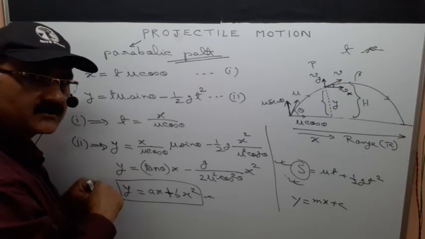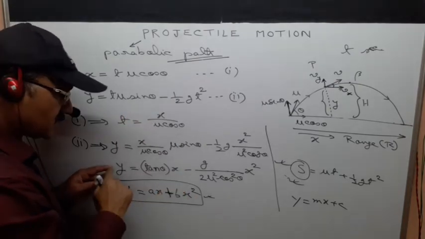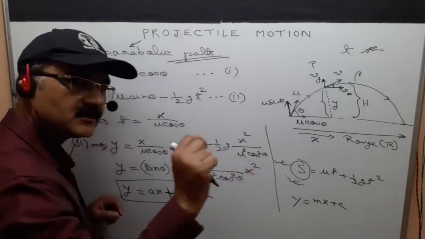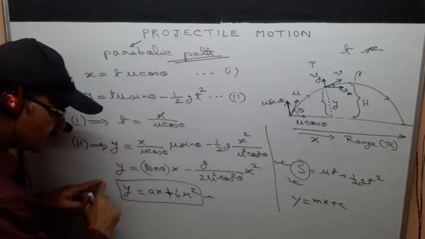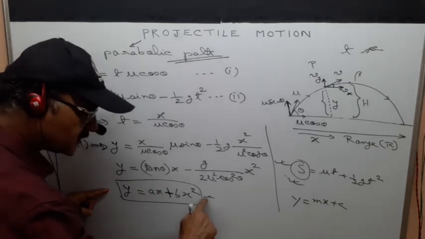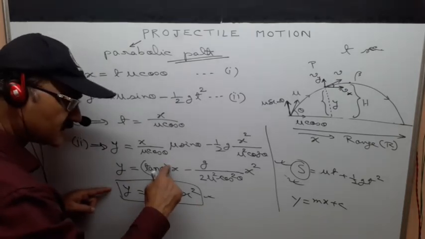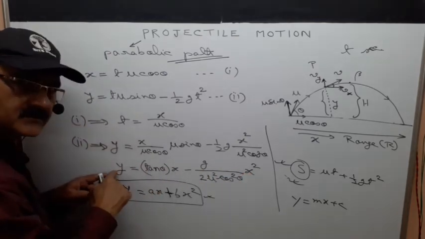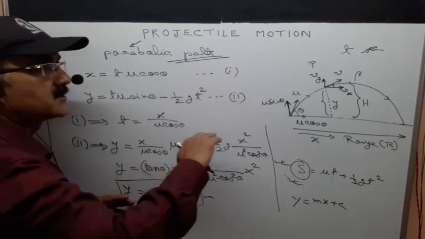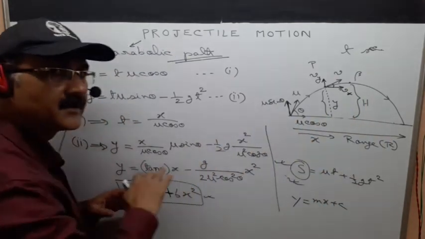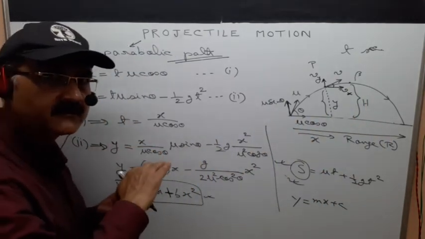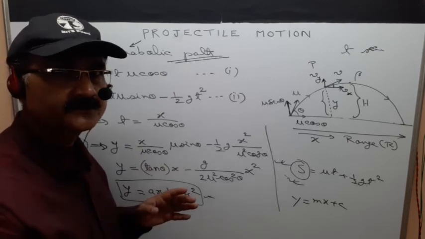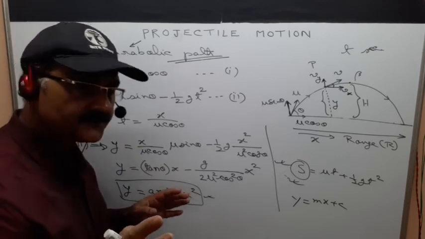In the exam, what you can do is, after deriving this, you write that the standard equation of a parabola is this. Comparing this with that, we see that this represents a parabola. So the path of a projectile is a parabola, or the projectile follows a parabolic path. That's all. Clear?